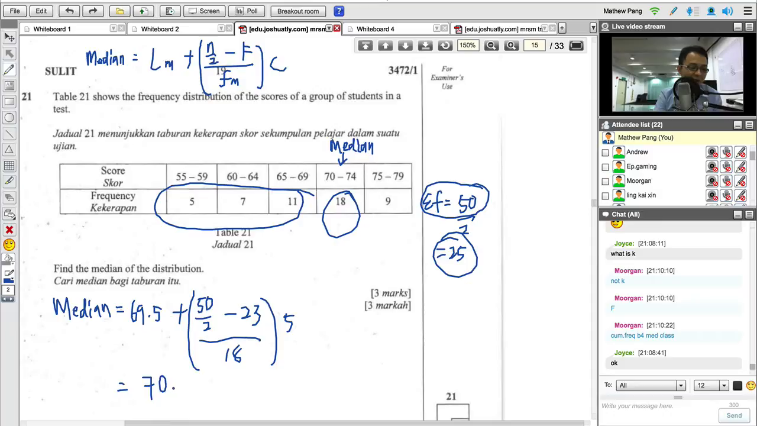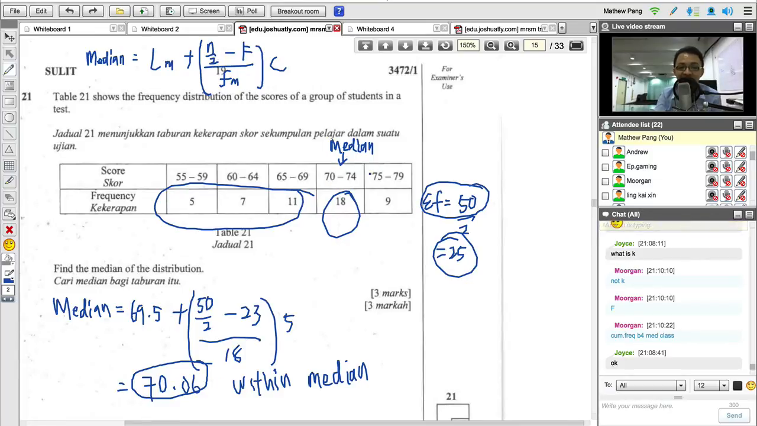Alright, so whenever you get the value of the median, what you always need to do is check whether this value is within the median class or not, because it should be inside the median class. So 70.06 is inside the 70 to 74, right? So that means this answer is correct.